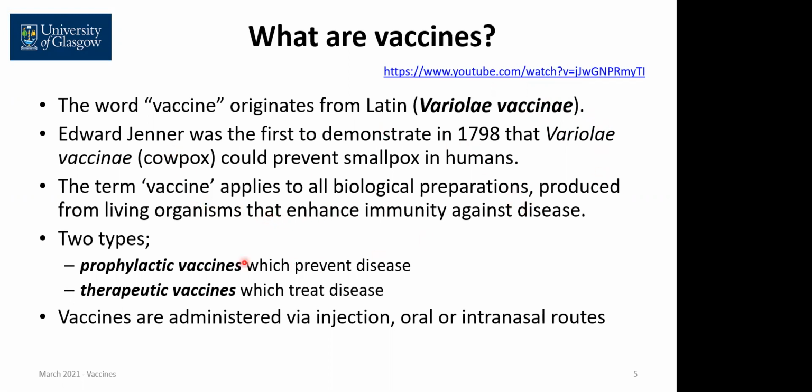So it was first coined in the late 18th century, and vaccines apply to ultimately all biological preparations that are produced from living organisms that are administered into humans that can enhance immunity against disease. So there's two different types of vaccines. We have prophylactic vaccines. These help to prevent disease. COVID is a good example. And then we also have therapeutic vaccines, which are used to treat diseases. And generally speaking, vaccines are administered via injection, but they can also be administered via oral and intranasal routes as well.